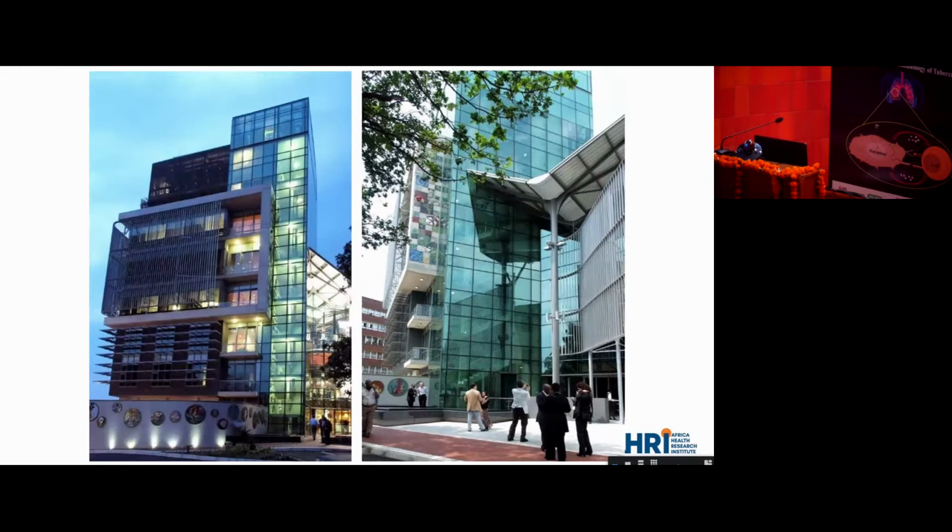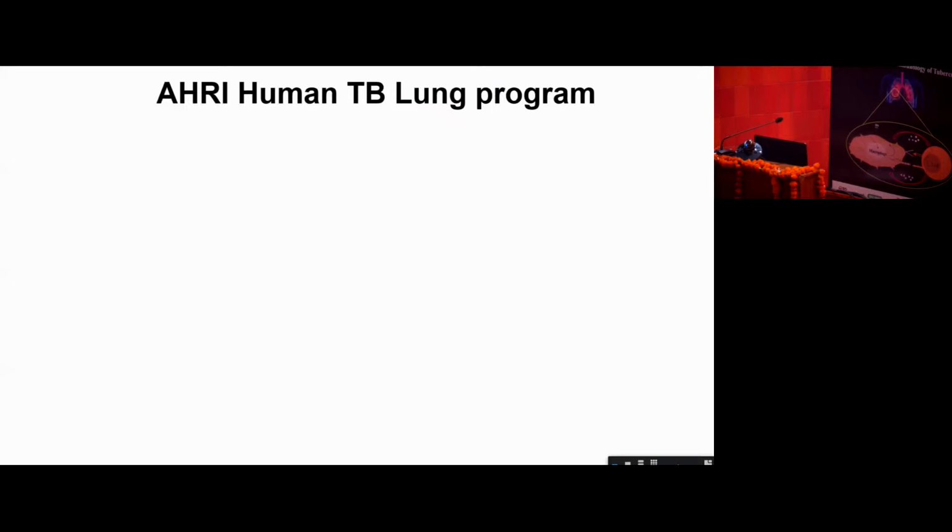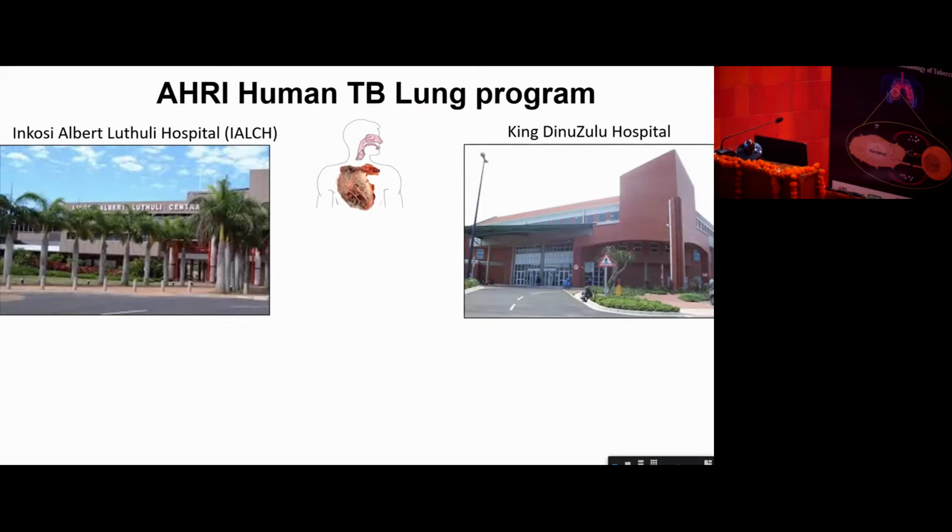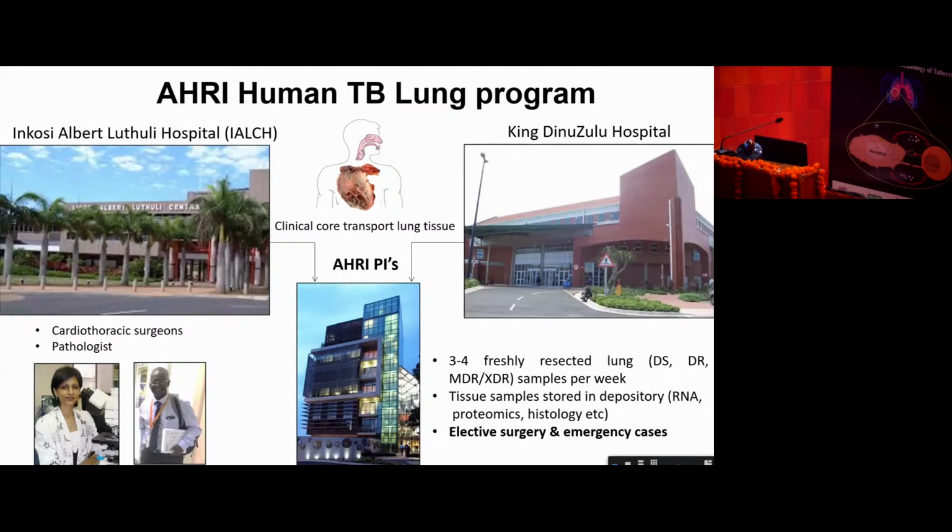Firstly, this is an institute in Durban, South Africa on the east coast, northeast coast, close to Madagascar, the Madagascar side of South Africa. We have a very nice laboratory there, funded by the Howard Hughes Medical Institute and the Wellcome Trust. And then, as you may know, I have a lab at the University of Alabama at Birmingham also. I'm responsible for the Human TB Lung program in South Africa. What we study is the human TB lung.